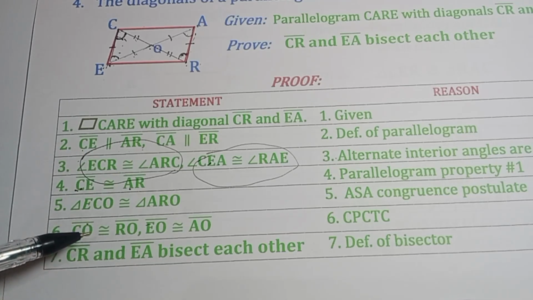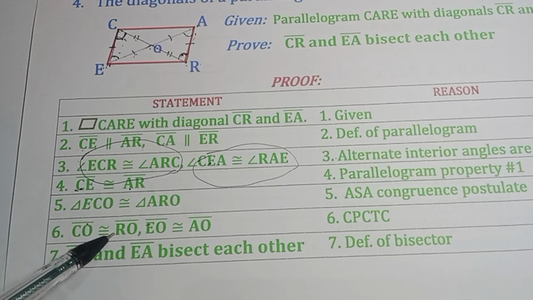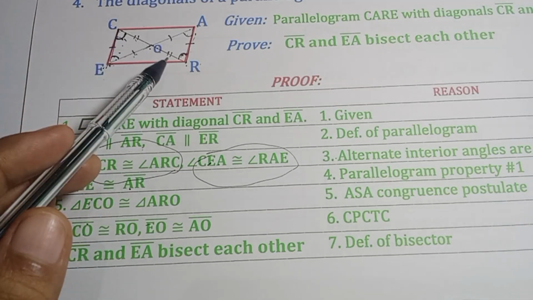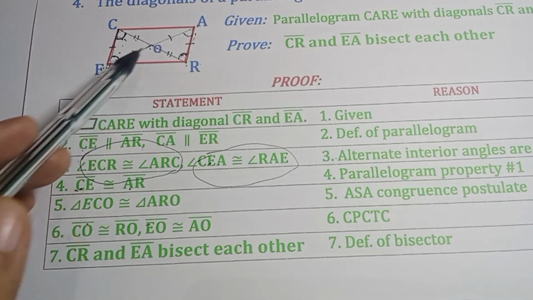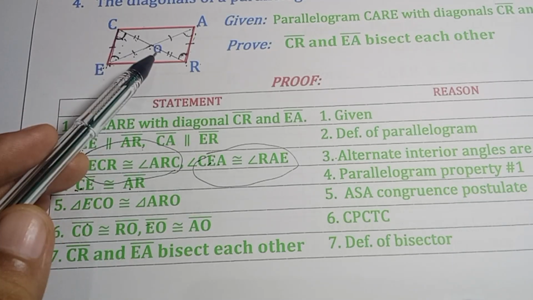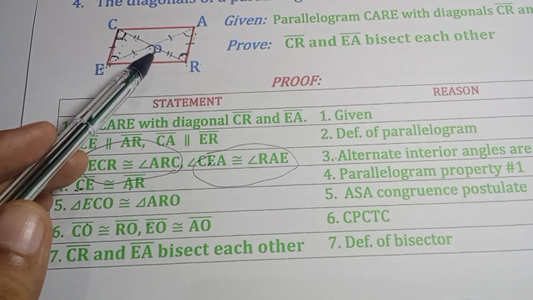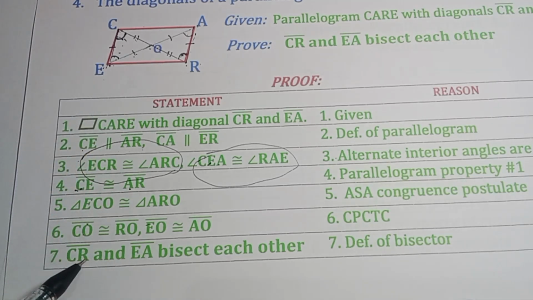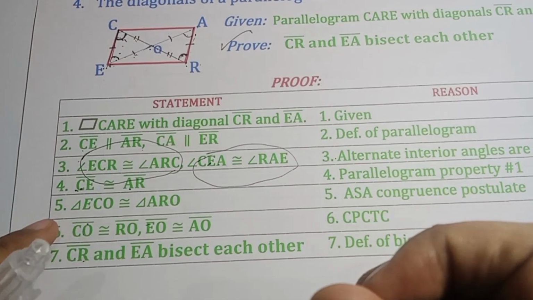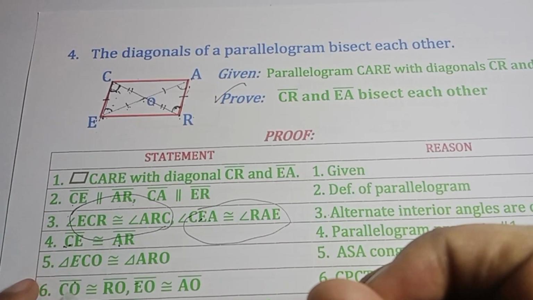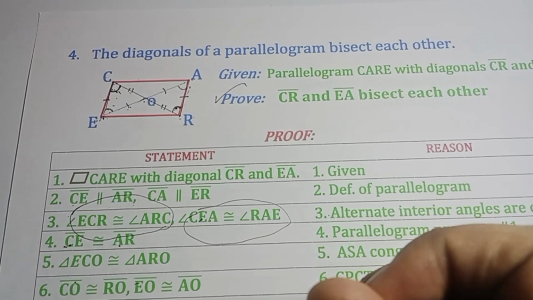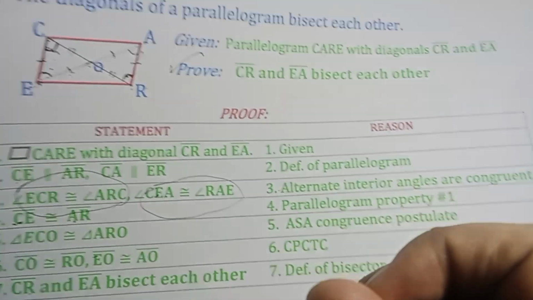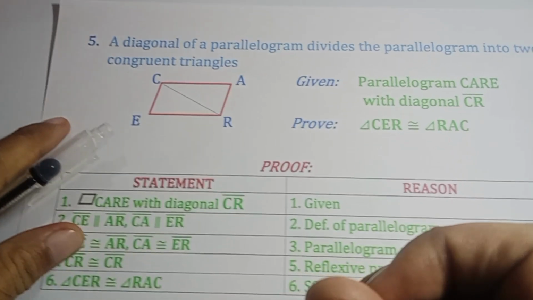Now, look at this. Since this segment is divided equally, that is the illustration of the definition of a bisector. So CR and EA bisect each other. Reason, definition of bisector. So we are able to prove that the diagonals of a parallelogram bisect each other. We have the last property to prove, and this is the easiest one.